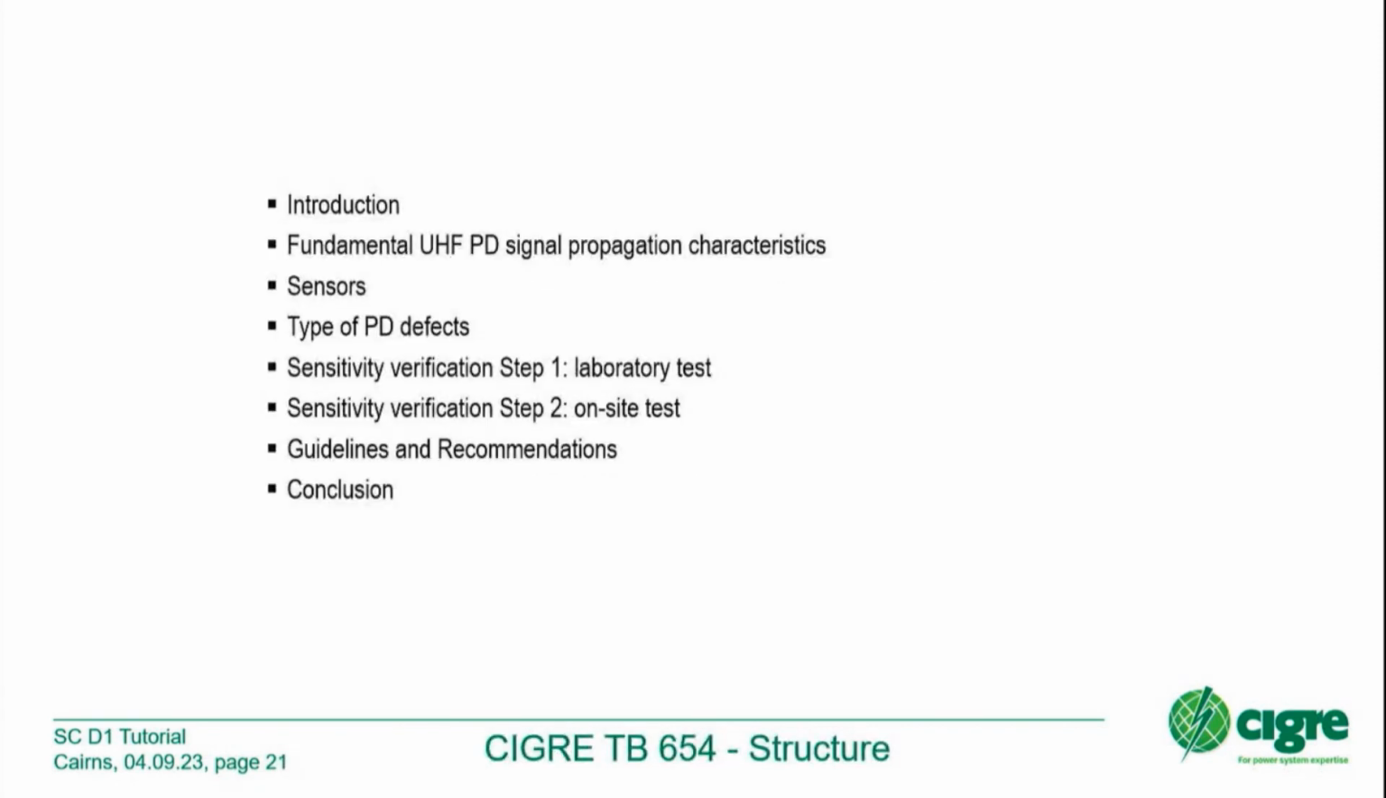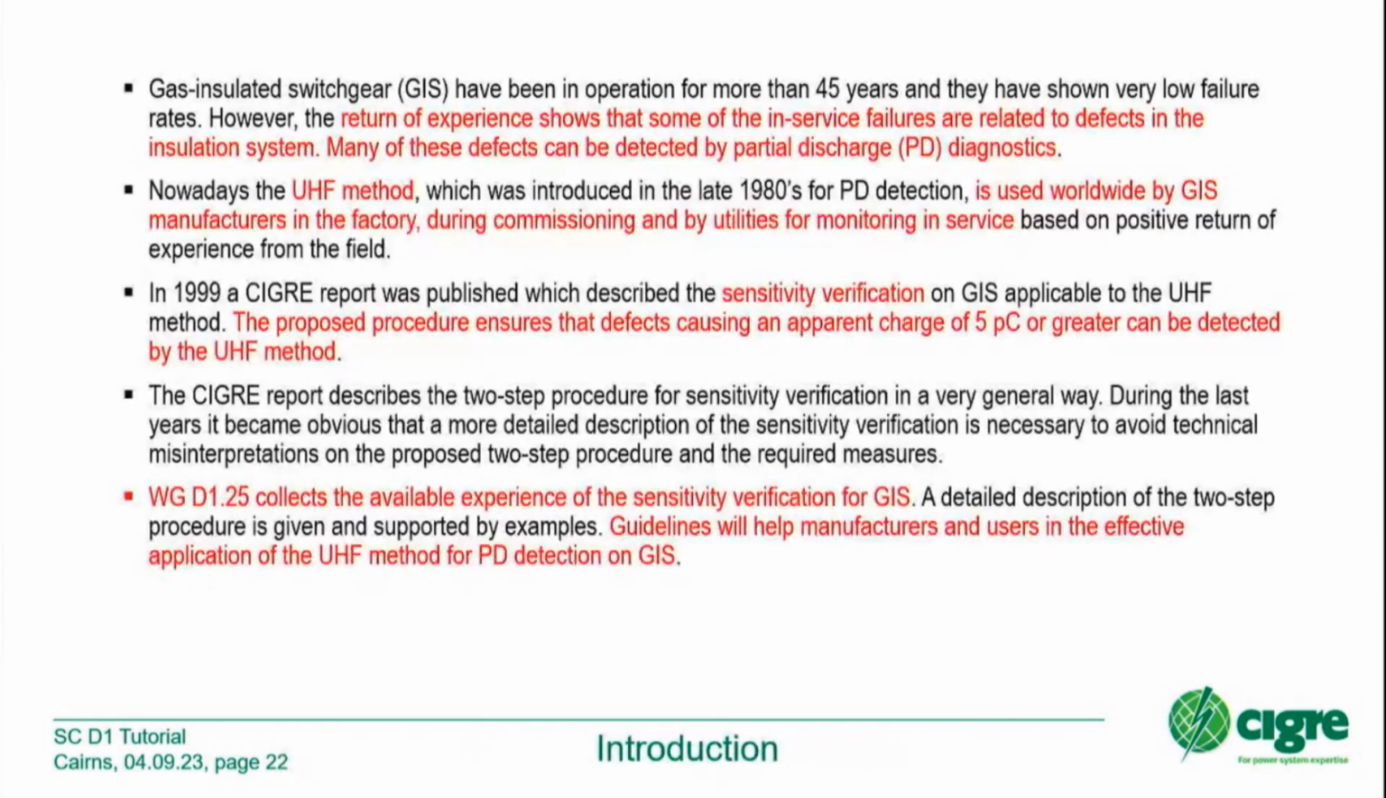And this technical brochure is structured in that way that we have different chapters: introduction, fundamentals of UHF PD signal propagation characteristics, sensors, types of defects, step 1 and step 2 once again, but to make it more clear to everybody, to give really hard statements. The 1999 wording was a little bit weak. There was a possibility of misunderstandings, and sometimes the UHF method was not applied in the correct way. But here really strong definitions were taken, and they were summarized in the guidelines and recommendations chapters. And last but not least, we have the chapter with conclusions.